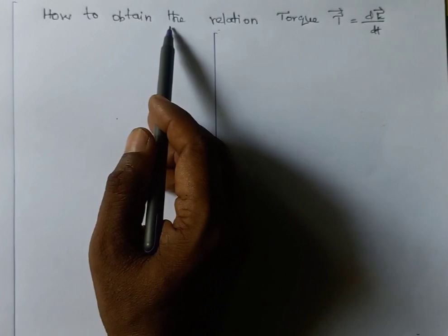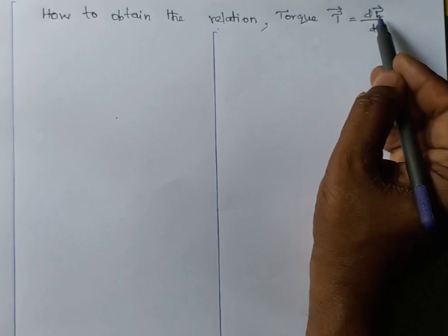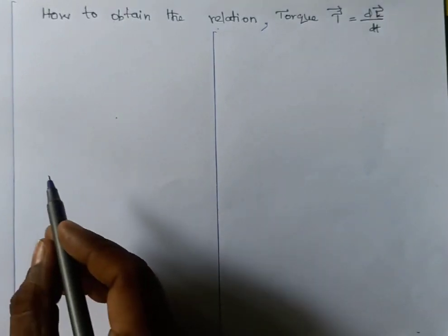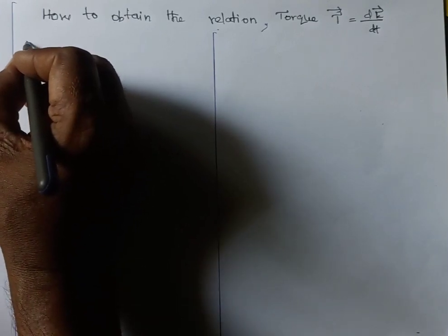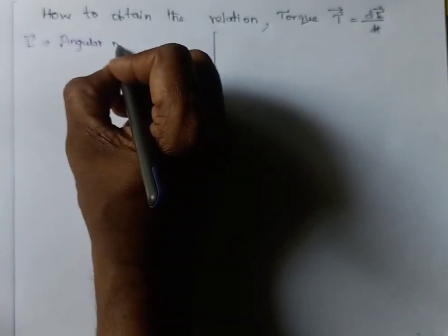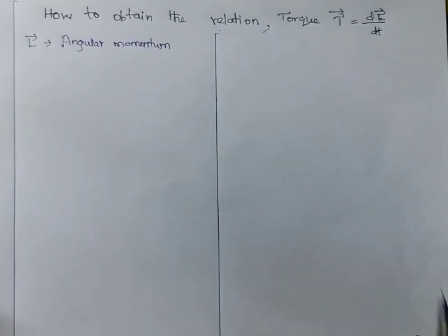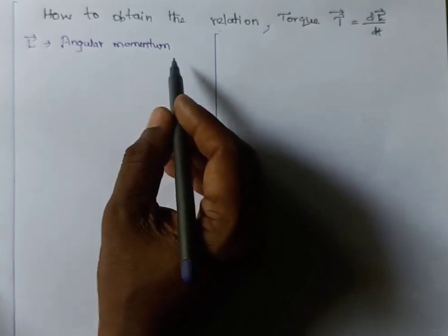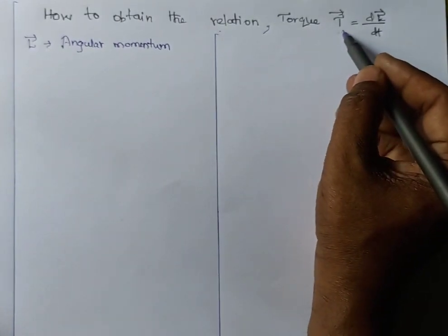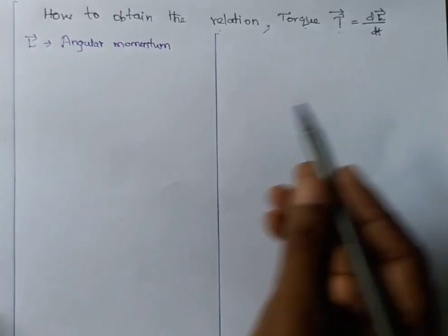How to obtain the relation: torque vector tau is equal to d by dt of vector L. Here the term vector L is angular momentum. What exactly is that angular momentum? Here our duty is to get the relation between the torque vector tau and angular momentum vector L.